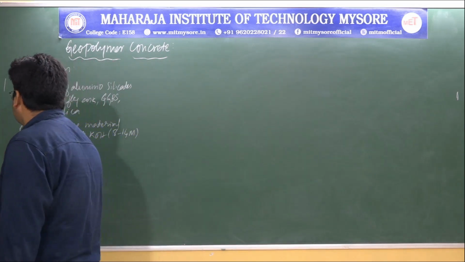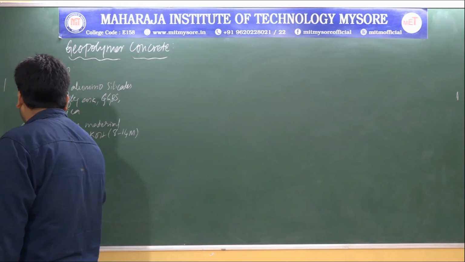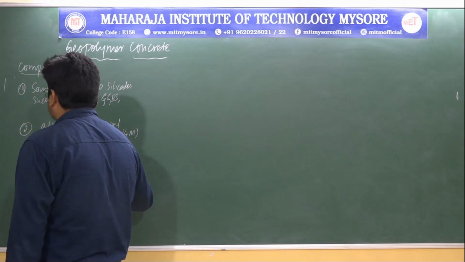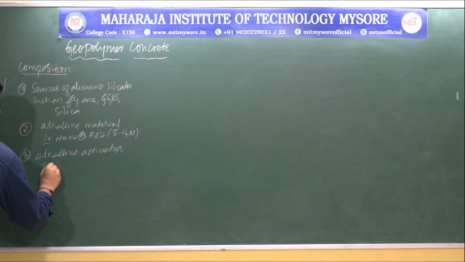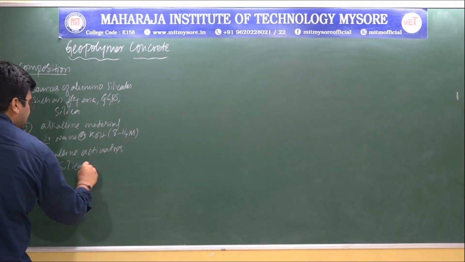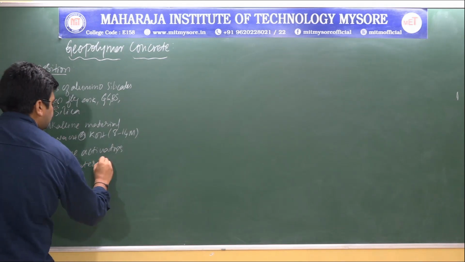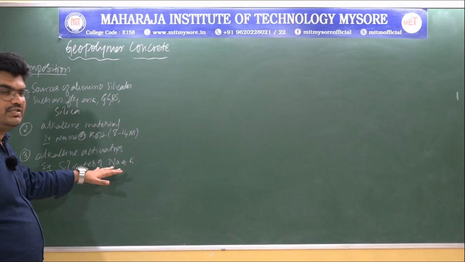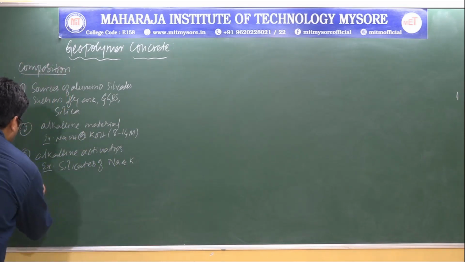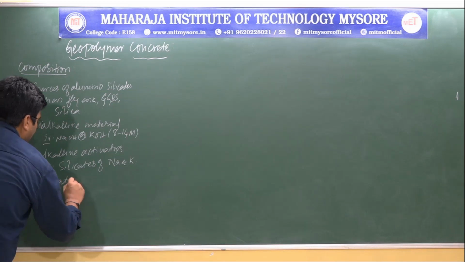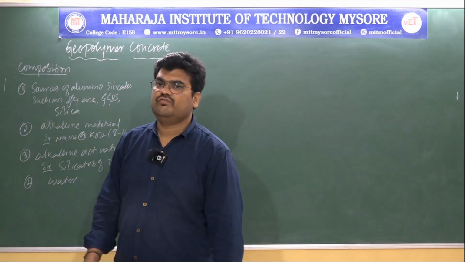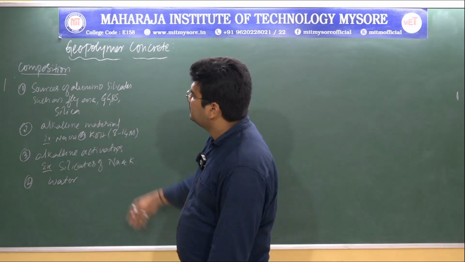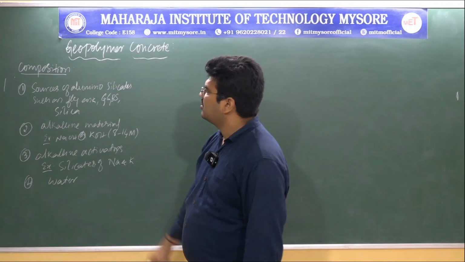The next one in this composition is alkaline activators. These alkaline activators are usually silicates of sodium and potassium. And the last composition is water. Water is used only for dissolving or making the alkaline solution, and it is released during geopolymerization. So these are the compositions of geopolymer concrete.